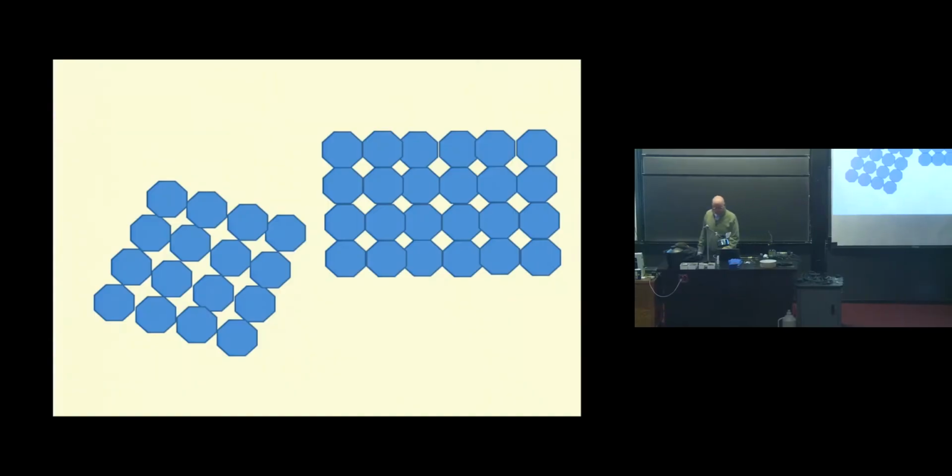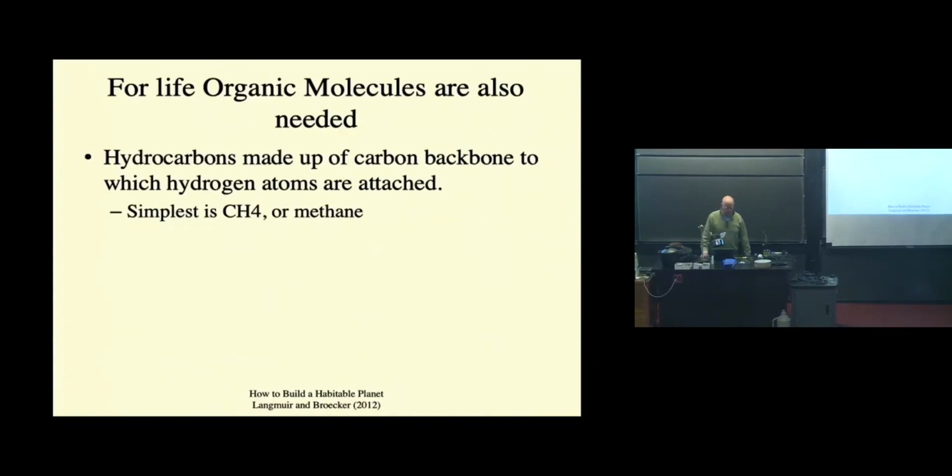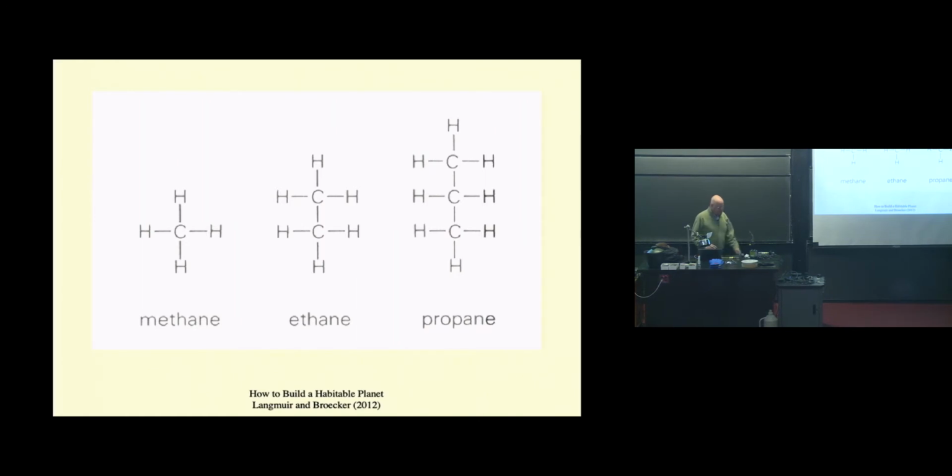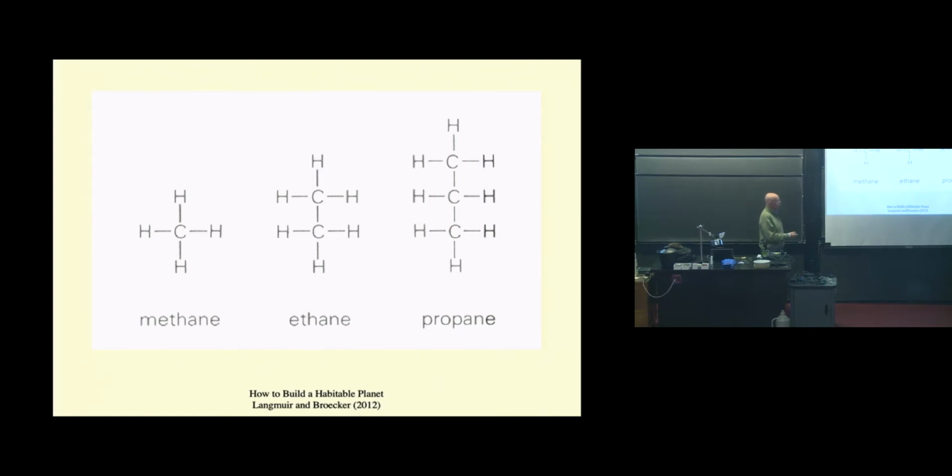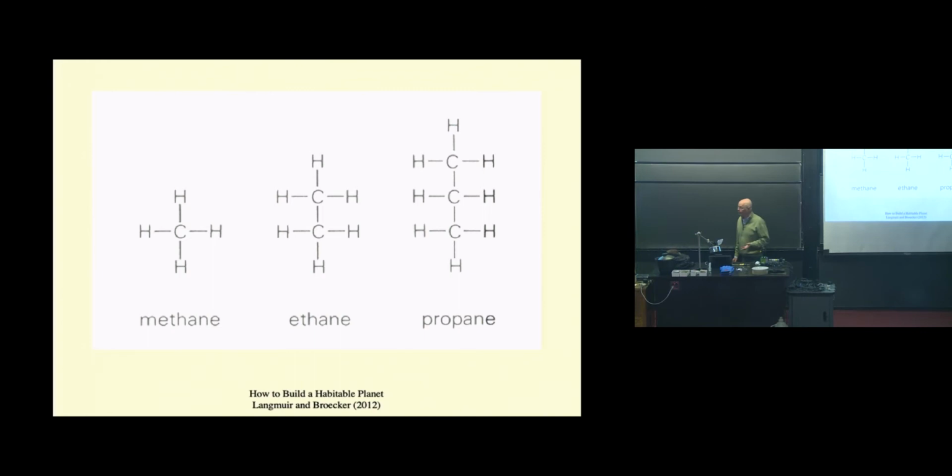And now, in addition to the minerals for life, we have to have organic molecules. And organic molecules have carbon-hydrogen bonds in them. The simplest one is methane. That's shown here on the left, a carbon with 4 hydrogens around it. And then you have ethane and propane, and you can keep on going, making the carbon chain in the middle longer and longer. And there are tons and tons of organic molecules, hundreds of thousands of them.